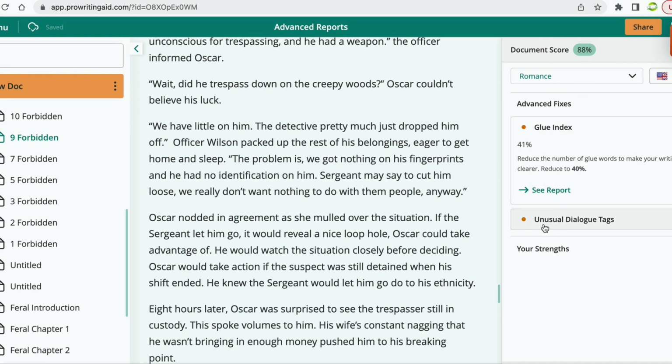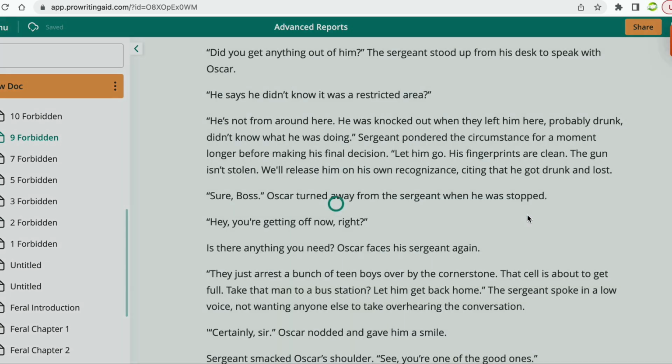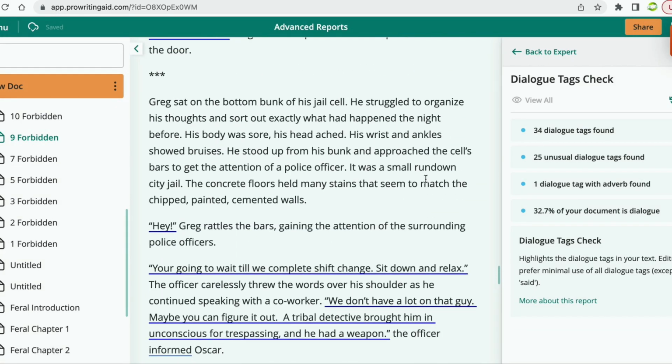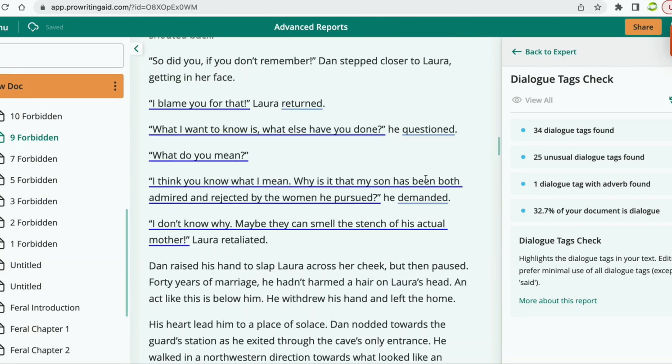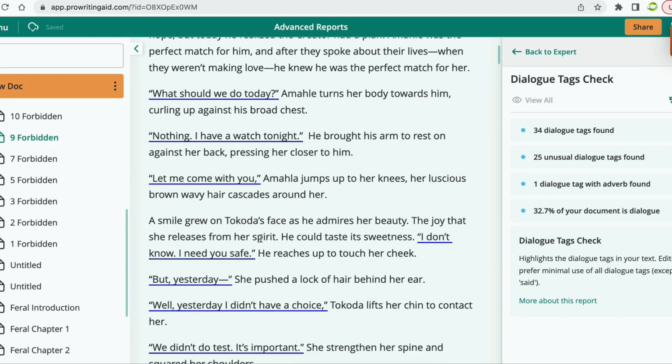But we're going to get into dialogue tags now. Normally it'll have two: dialogue tags and unusual dialogue tags, but right now it just has unusual dialogue tags. So stick to said and asked, instead of other dialogue tags, reduced to 30%. That means the other ones have been reduced. So let's look at the report. It's going to highlight everything that's in quotations, where somebody is speaking.